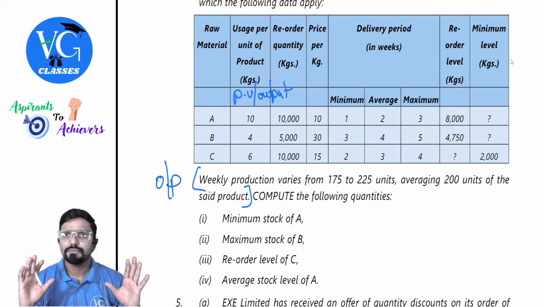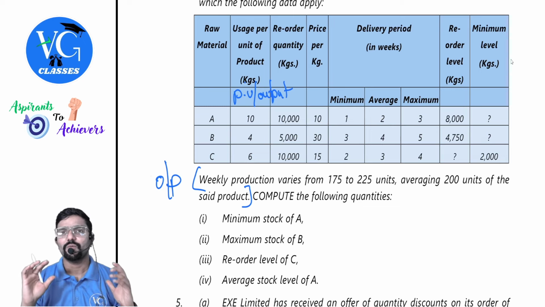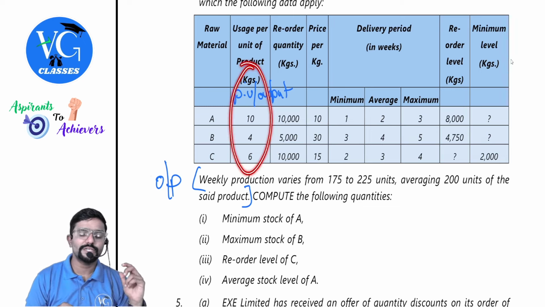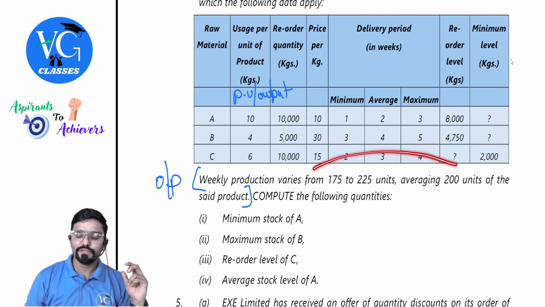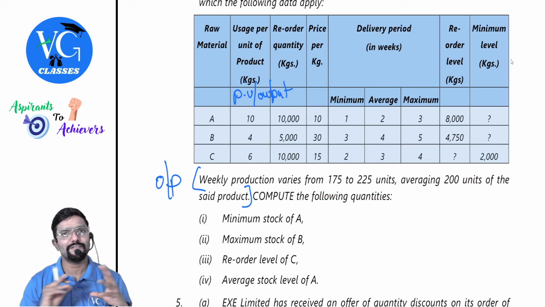Hope you guys got it. Clear? So consumption of raw material is not directly given. What they have done is, how much unit of raw material is required for each unit of output is given. And output they have given minimum, maximum and average.